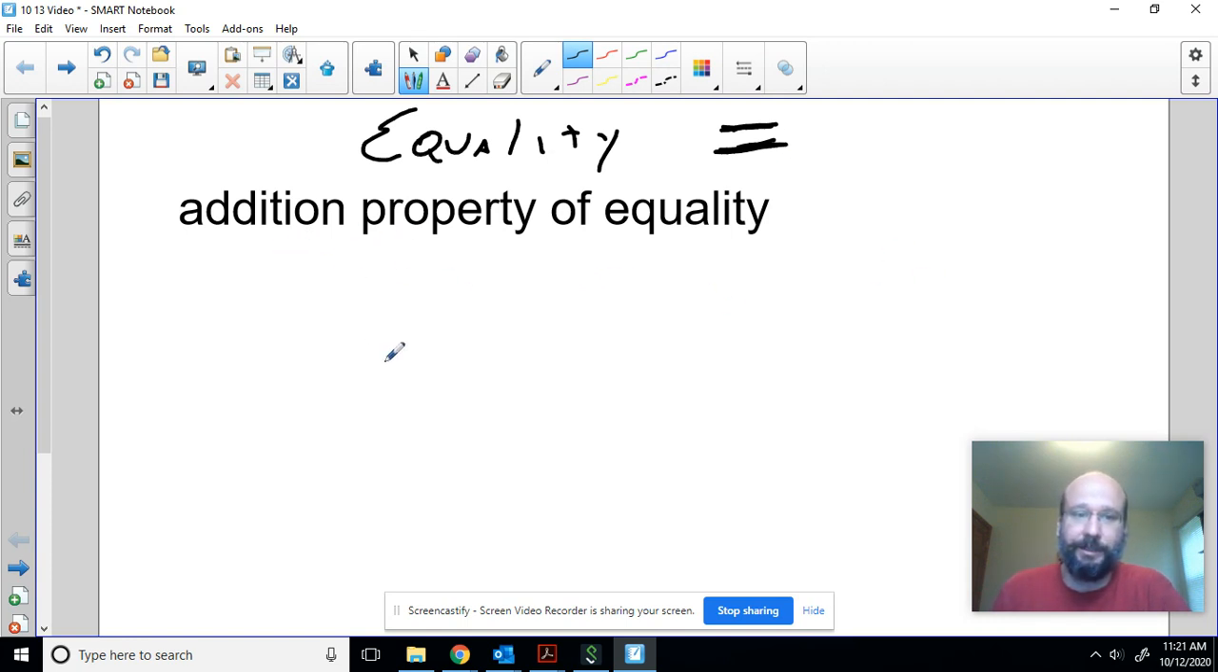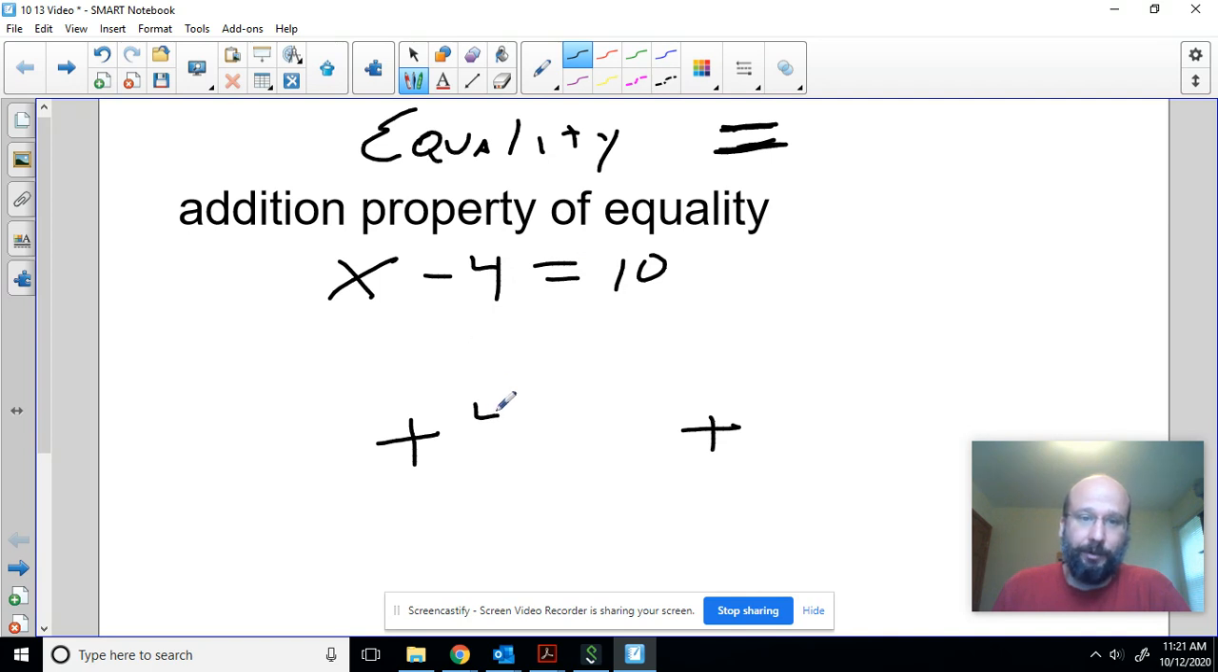An addition property of equality would be plus, add on both sides of an equal mark. So your problem would be like x minus 4 equals 10. Then you'd have to add 4 on both sides of the equal mark, and you'd get x equals 14.